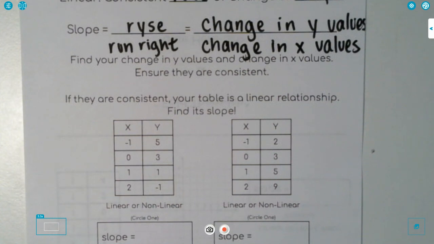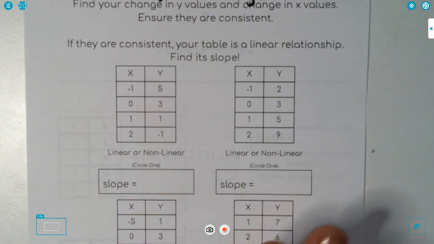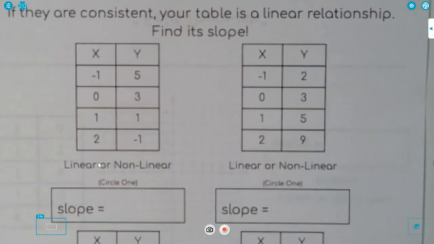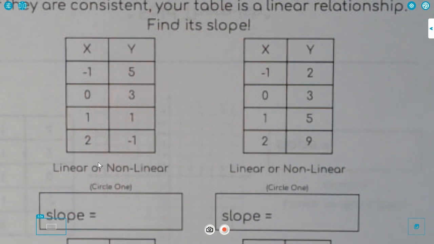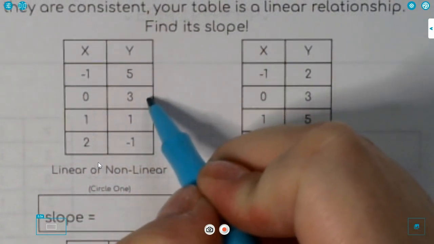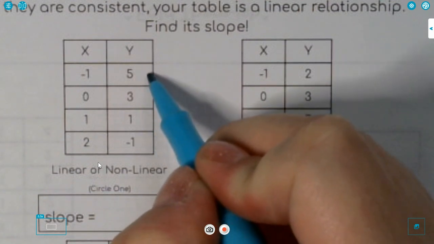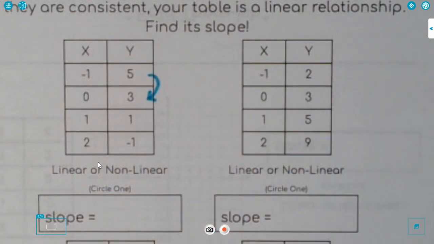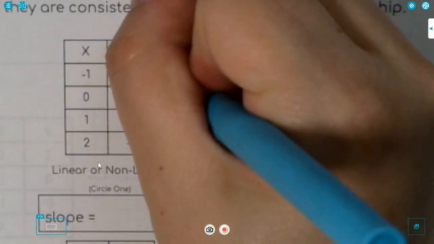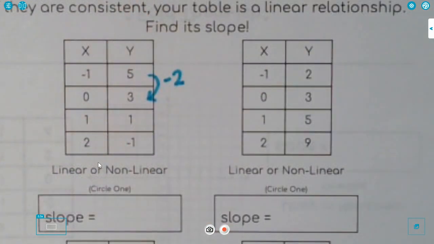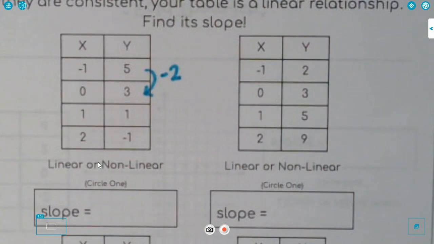So starting out with our first one, we are going to be looking at the change in our Y values. I'm always going to start with the change in my Y values. From 5 to 3, how much do I go up or down? 2. I'm going down. So I'm going to write down -2. You're going to want to write these down to keep track of them, so we're going to be able to compare them.